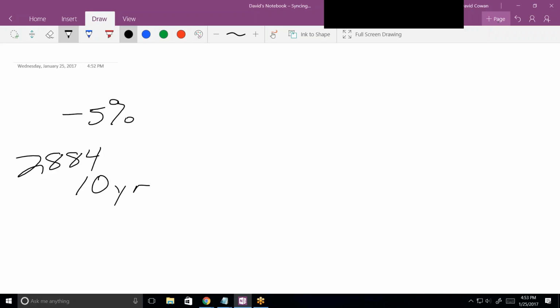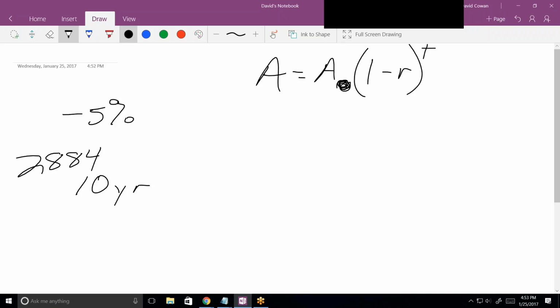Is it... I know what it is. Okay. A equals what? Parentheses 1. No, remember the first thing is your starting amount. A sub 0 times what? 1 minus R, and then parentheses t. Right. There's your general formula. Okay.